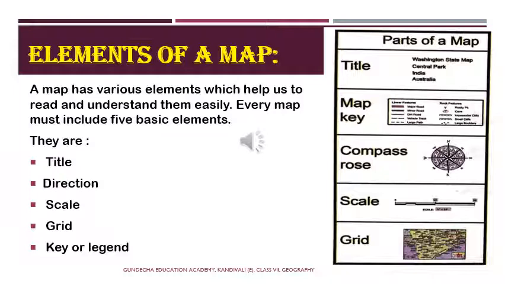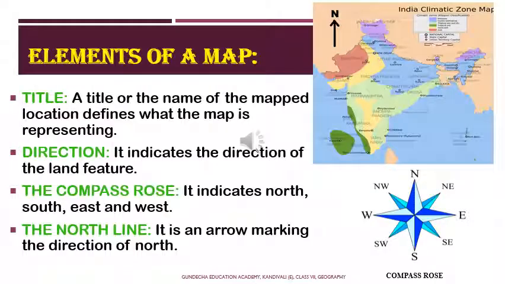A map has various elements which help us to read and understand it easily. Every map must include 5 basic elements. They are map title, map direction, which includes compass rose and north line, then map scale, grid and key or legend. First element is map title. A title or the name of the mapped location defines what the map is representing, meaning the subject matter.